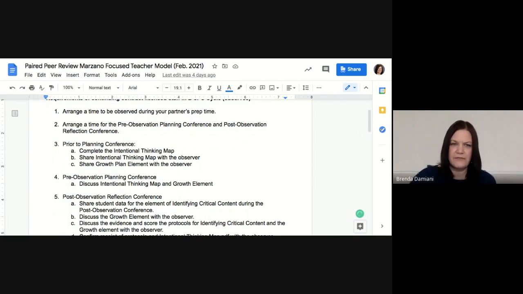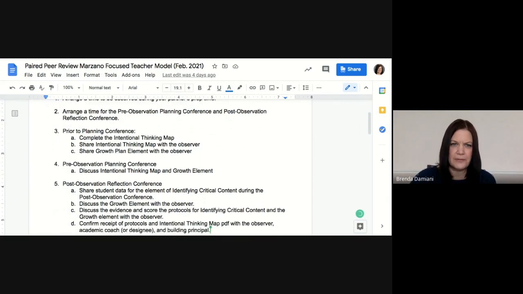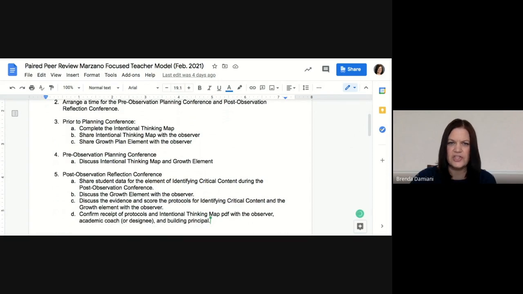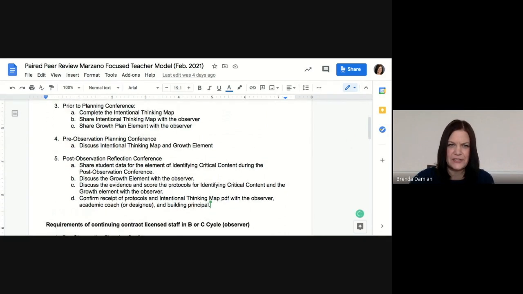Prior to the planning conference, if you're being observed, you'll complete that intentional thinking map. You'll share it with your observer and also let them know what your growth plan element is. At the planning conference, you'll discuss that intentional thinking map and the growth element. At your reflection conference, you'll share your student data from that element of identifying critical content. You'll discuss the growth element. And then you'll look at the evidence and collaboratively score those protocols for the two elements.